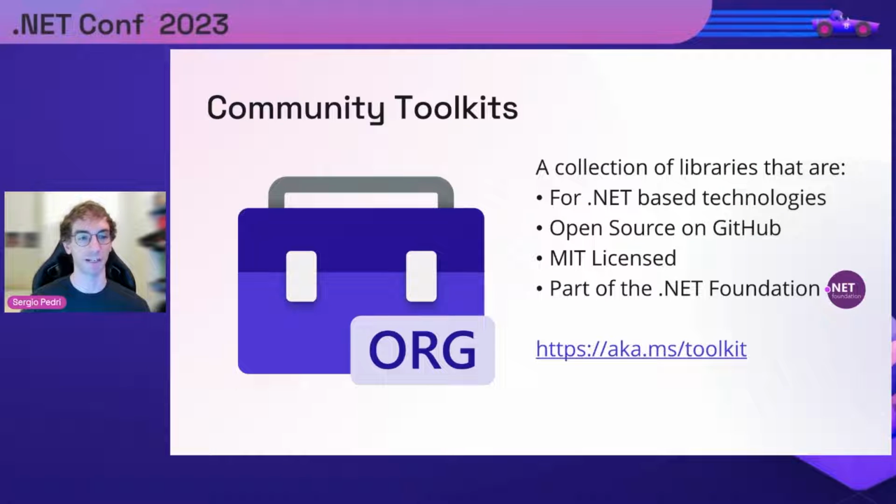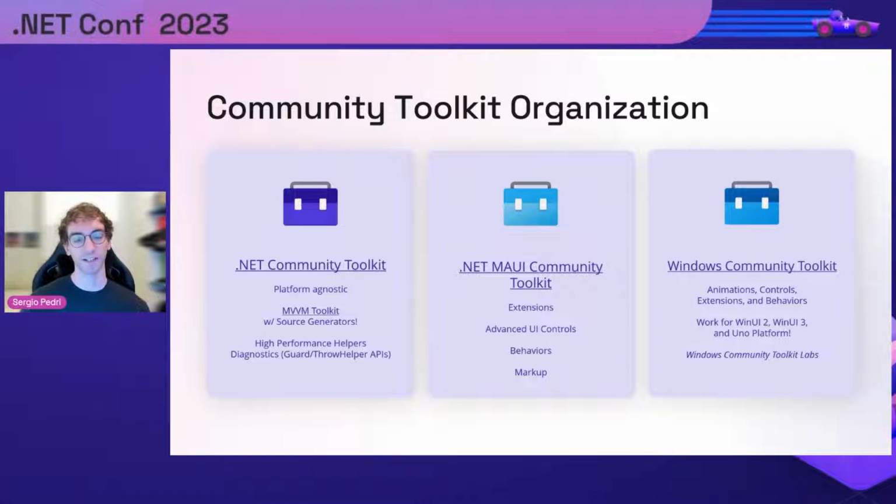So first, just a quick recap of what the community toolkits are all about. These are a collection of libraries that are all open source. They're based on .NET, and they're specifically targeting different technologies. So we have the MAUI Community Toolkit, the Windows Community Toolkit, and the .NET Community Toolkit, which is the one that I'm working on. They're all open source on GitHub, all MIT licensed, and all part of the .NET Foundation. So these are the toolkits that we were going to cover today.